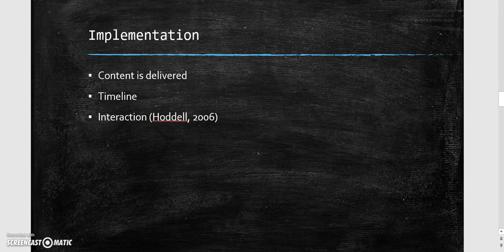During the implementation phase, content is actually delivered. Timeline must be considered. For instance, is it going to be a 10-week course or a 16-week course or an 8-week course? And interaction is also included. This consists of teacher to student interaction and student to student interaction.